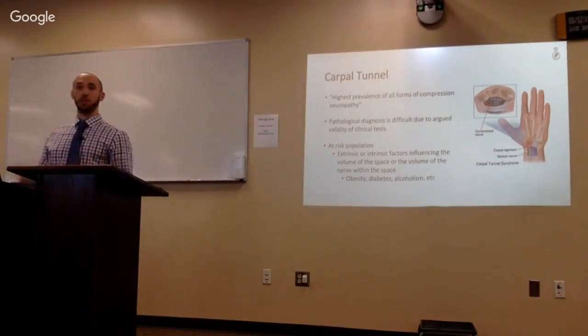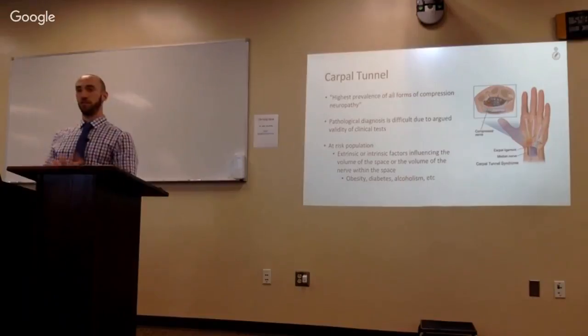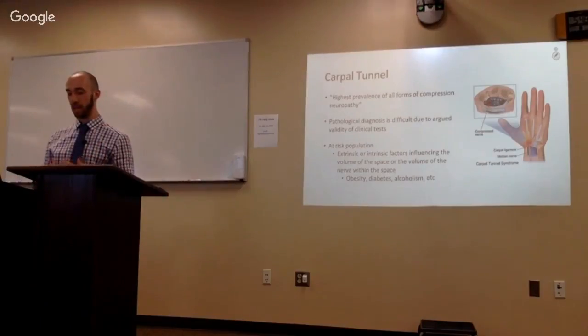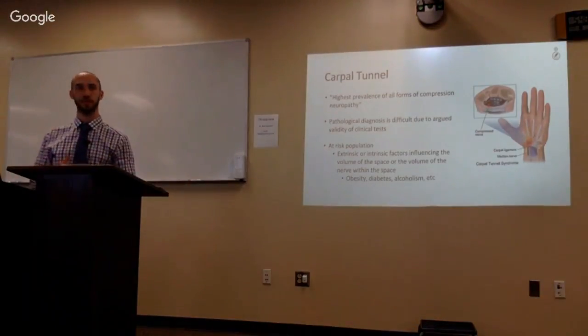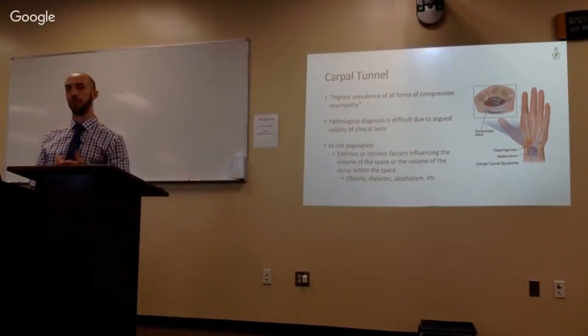With carpal tunnel, we know that this is the involvement of the median nerve as it runs between the concave carpals and the transverse carpal ligament. What's going to happen is constriction can lead to an hourglass compression along the nerve. Chronic constriction can lead to fibrotic degeneration, leading to loss of extensibility. It's said to have the highest prevalence of all forms of compression neuropathy.